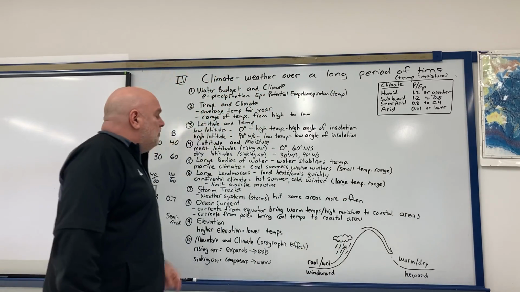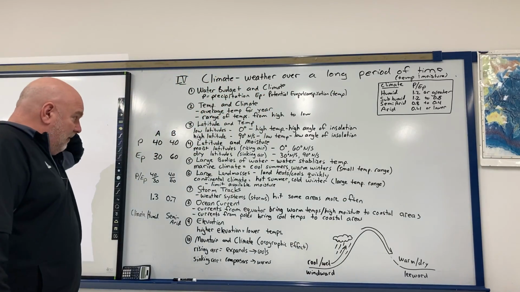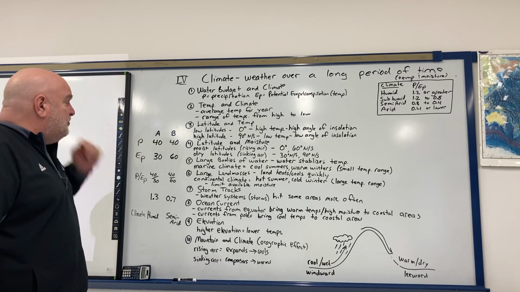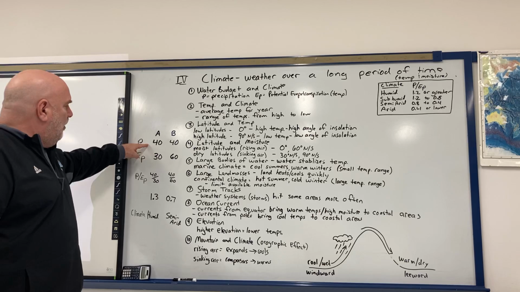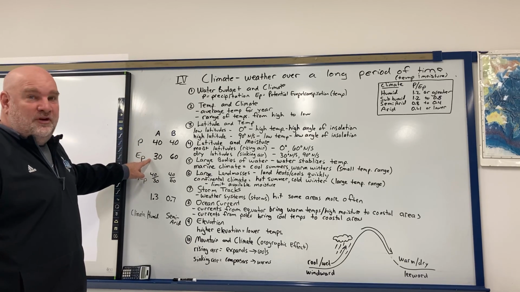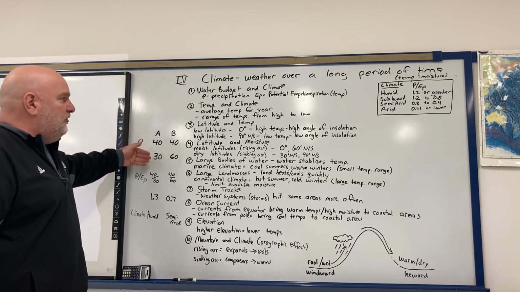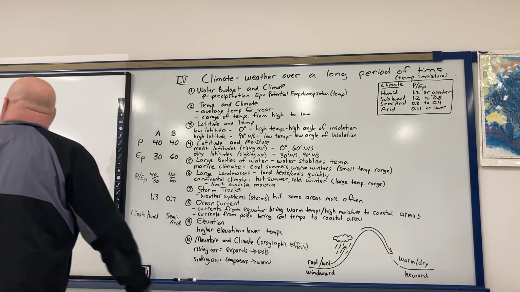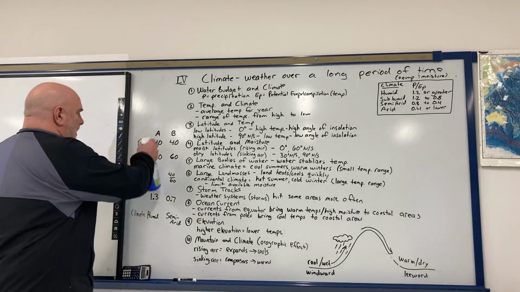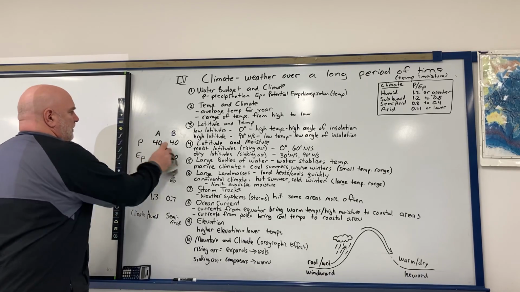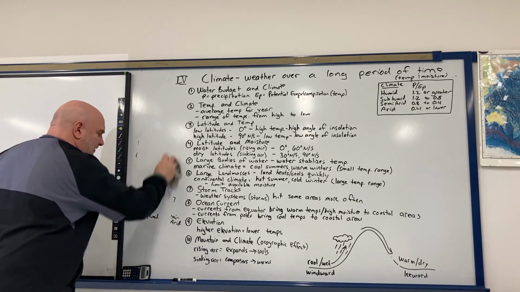All right? So what we're going to look at for the rest of this are the factors that determine either how much rain you get or what your temperature is going to be, your EP, because those are the two things that determine your climate type. First off, your latitude.